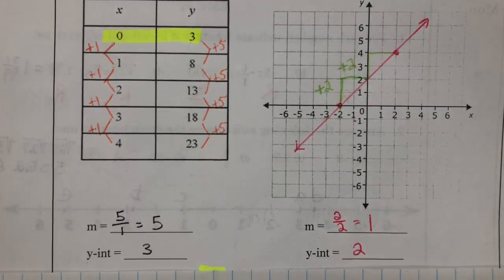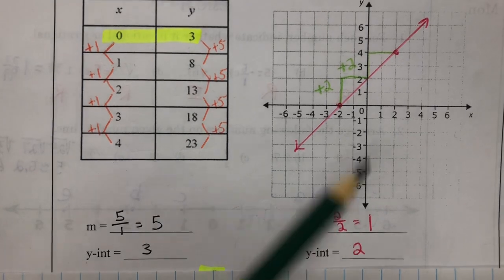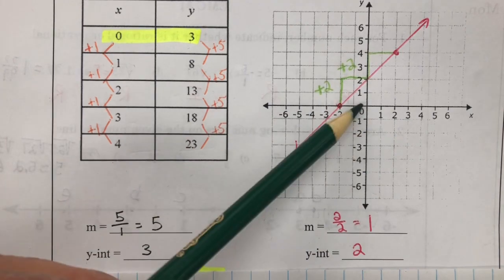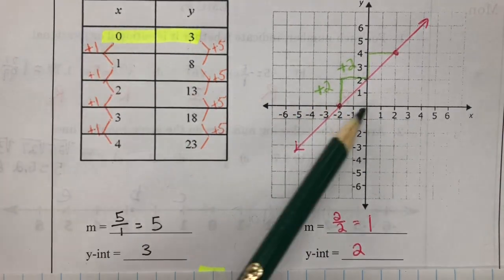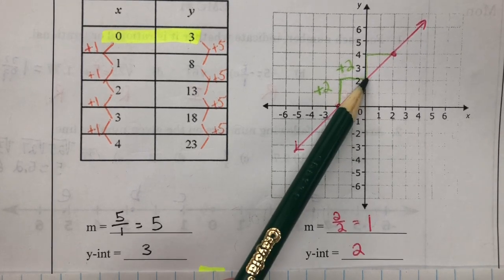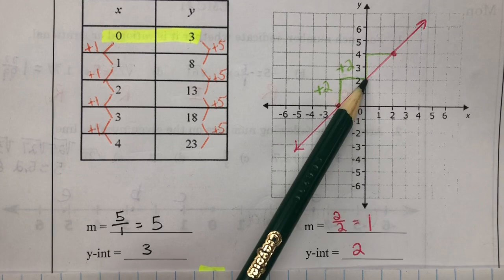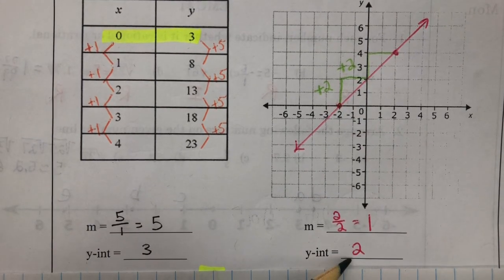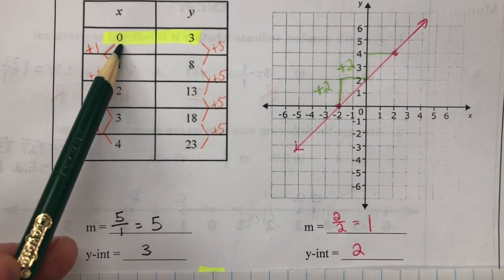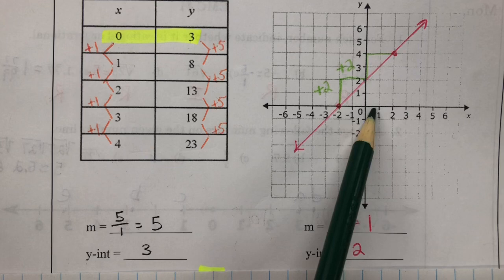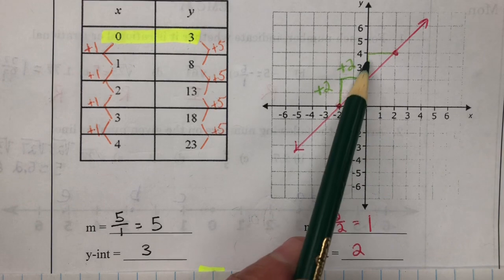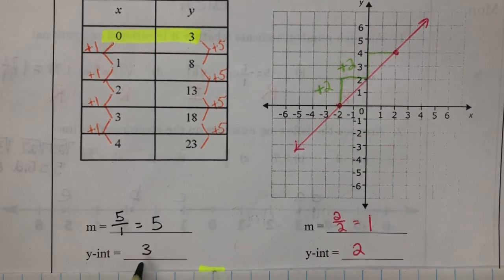Next, I had to find the y-intercept. And the y-intercept is where it crosses the y-axis, and when x is 0. So for this one, you can easily see that it crosses or intersects the y-axis at positive 2. So the y-intercept is positive 2. On this one, it's 3 because when x is 0, just like on the graph, you're not going anywhere, and on the y-axis we're going at positive 3. So the y-intercept is positive 3.